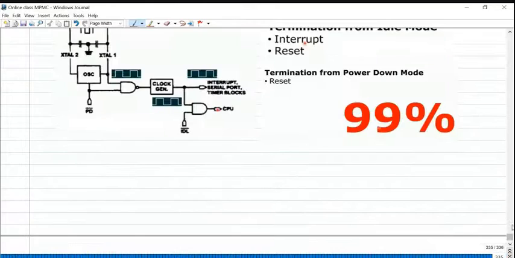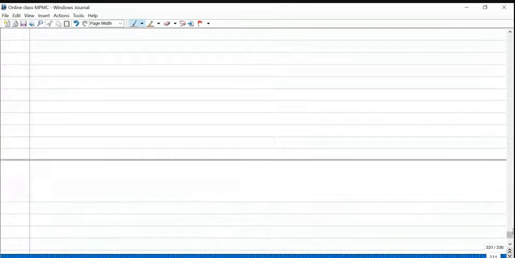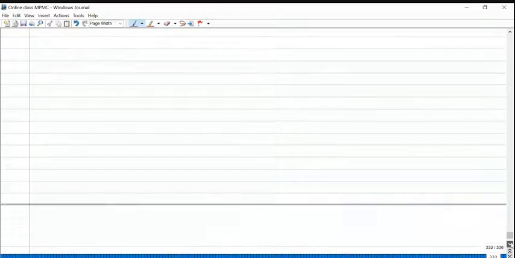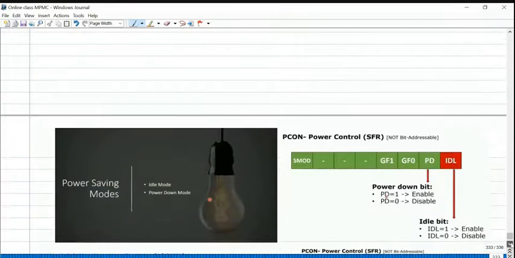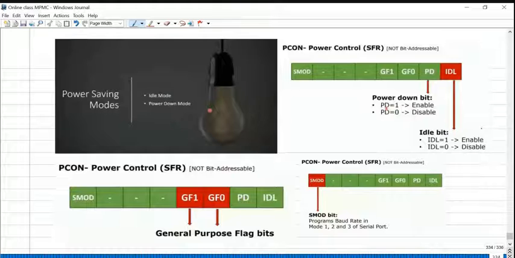The last one is the special function register for power control, that is the PCON register, for power saving mode. In serial port programming, we used one formula, 2 power SMOD divided by 32. That SMOD bit is available in the PCON register only, the power control register. It is not bit addressable. SMOD, serial mode. This particular bit is used to speed up the baud rate of serial port communication. If SMOD equal to 1, your baud rate will be increased. So that we discussed in the last class.